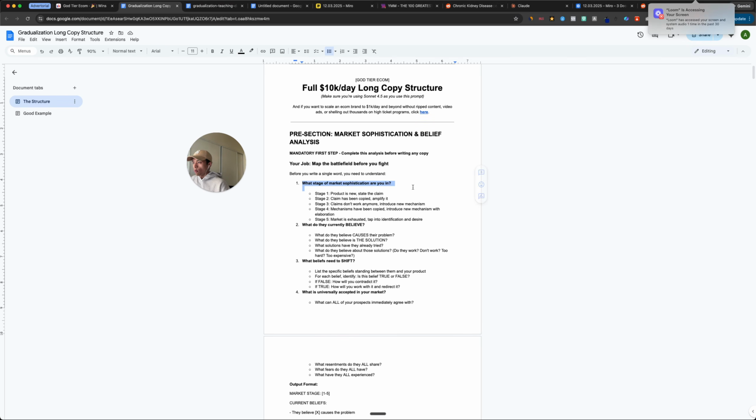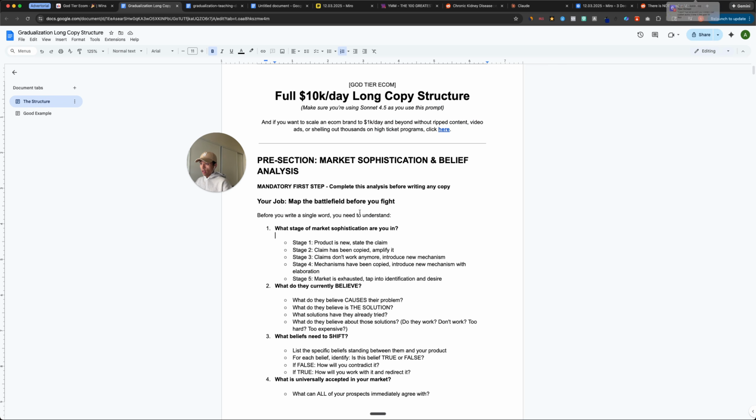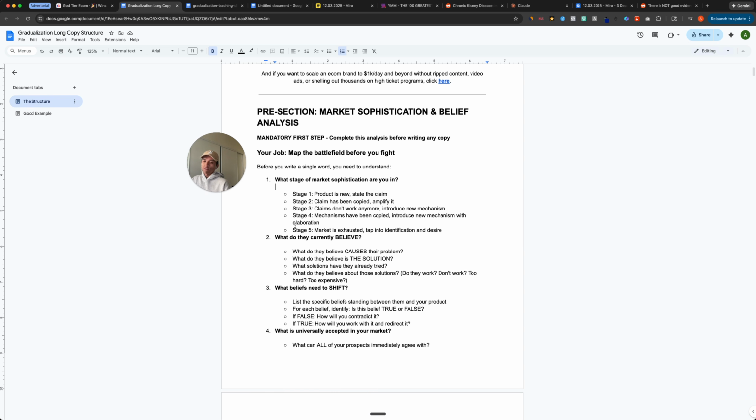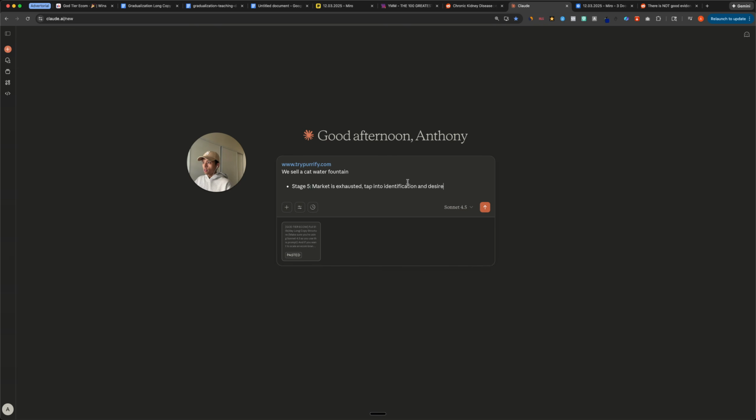So you need to note down what stage of market sophistication you're in. I will tell you right now, the majority of markets for dropshipping products are either stage 4 or stage 5. So we're going to say stage 5. And all we're going to do is paste this in like that. Then we're going to go back to the prompt.